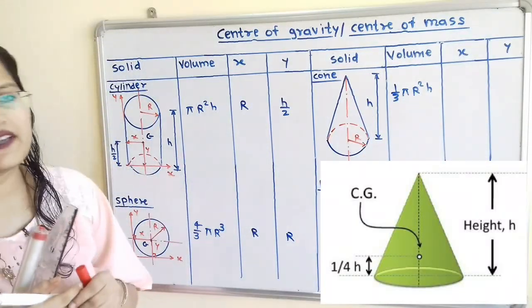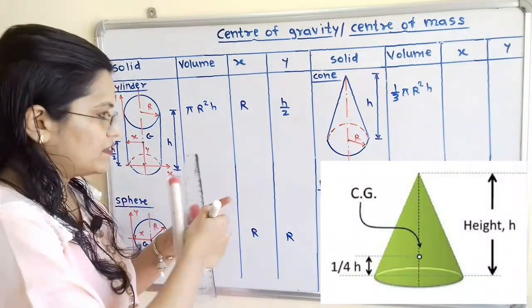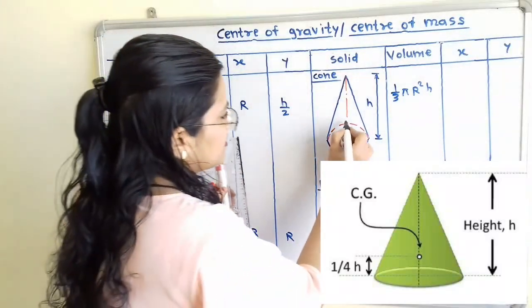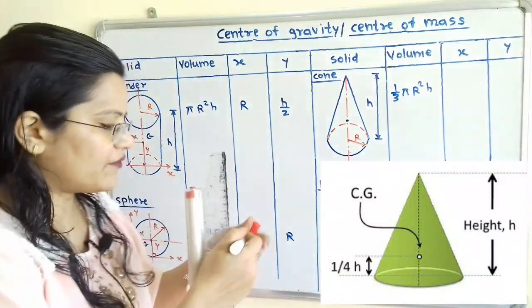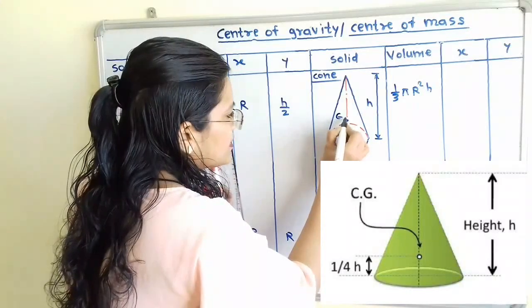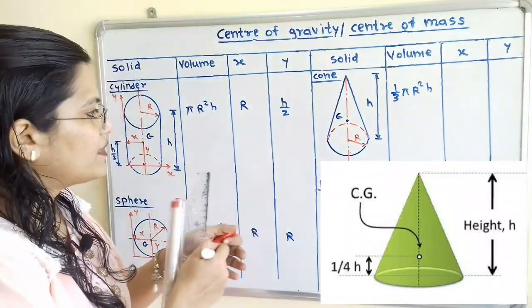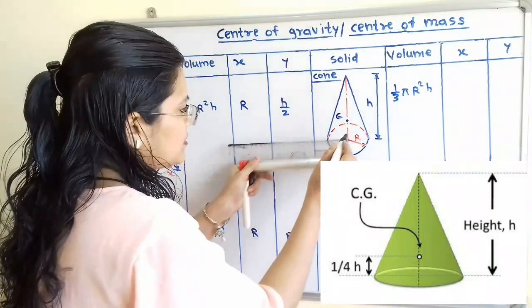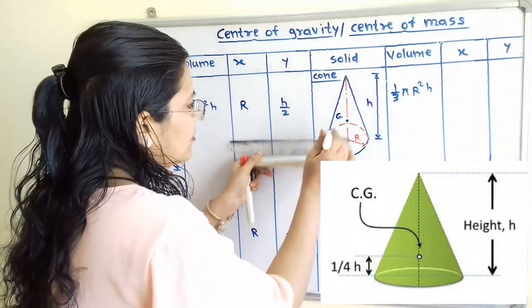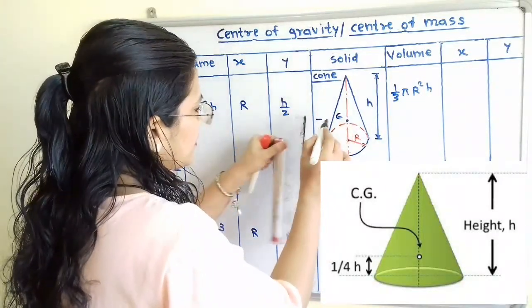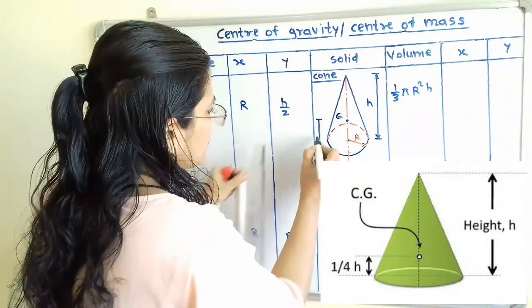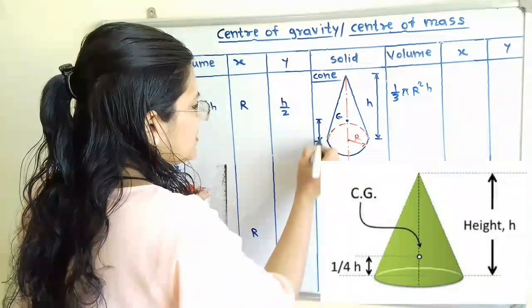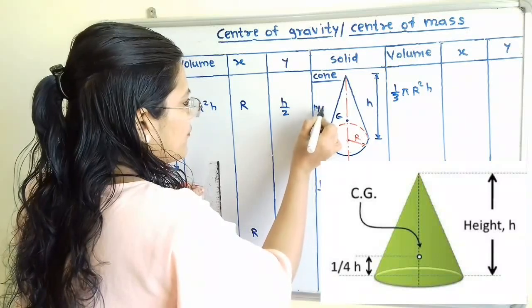Now how to find out center of gravity point? So it is at a distance equal to h by 4. So if I say this is the center of gravity point, then the vertical distance, so I will take here from the center of this base circle. So this distance is equal to h by 4.